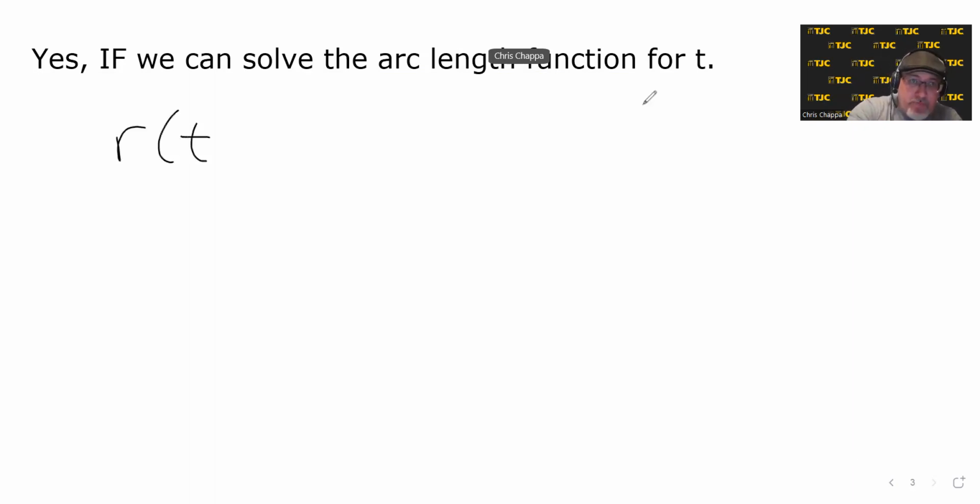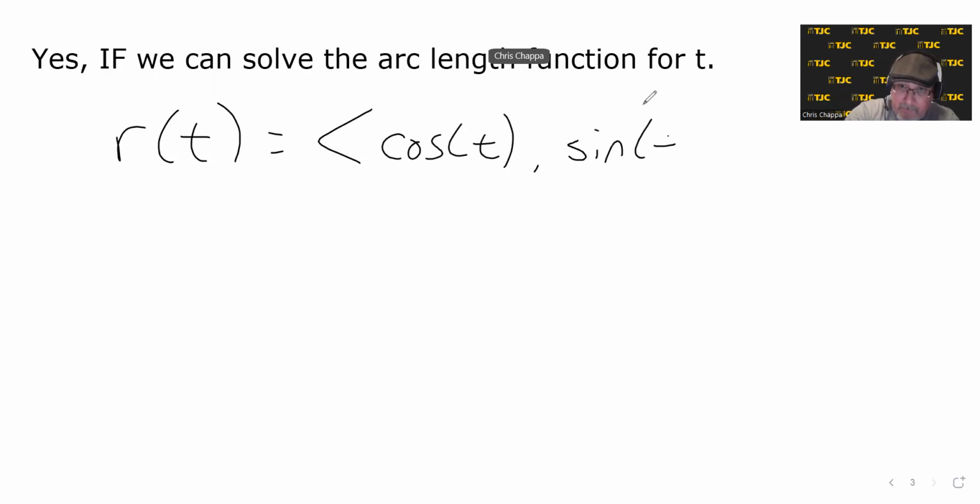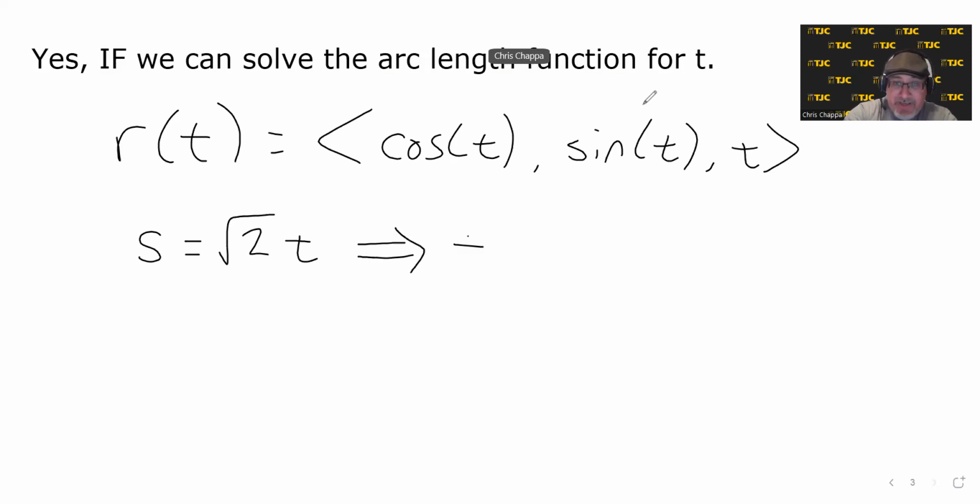Our original parametric vector equation, if you will, was r of t equals cosine of t, sine of t, and t. But the relationship between arc length and time was arc length is the square root of 2 times t. That came from our arc length function. If we solve this for t, we get t equals s over the square root of 2.